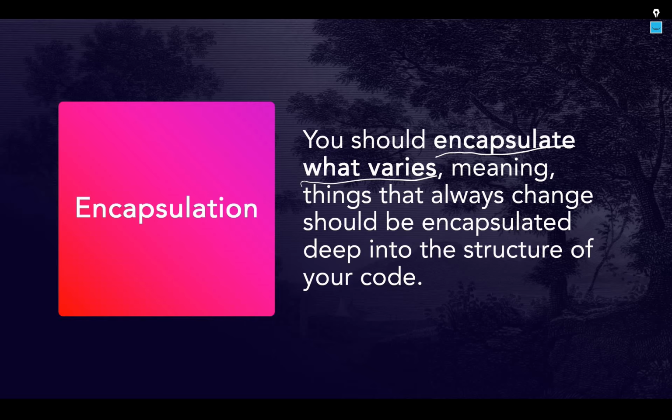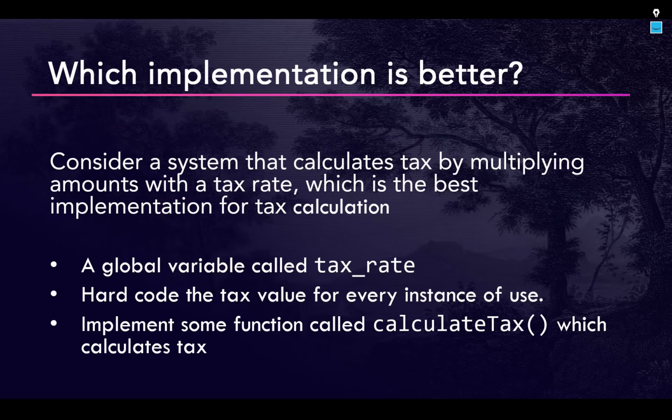The more you encapsulate something, the more you isolate this specific data or behavior from other parts of your code. By encapsulating your data deeper and deeper, anything that you change about that specific data or behavior will have less and less of an effect on the whole system itself. To illustrate this example right here, consider a system that calculates tax, for example, by multiplying amounts with some tax rate. Which one do you think is the best implementation for tax calculation?